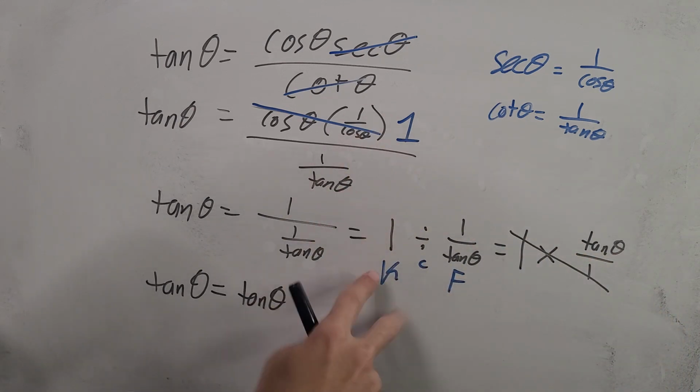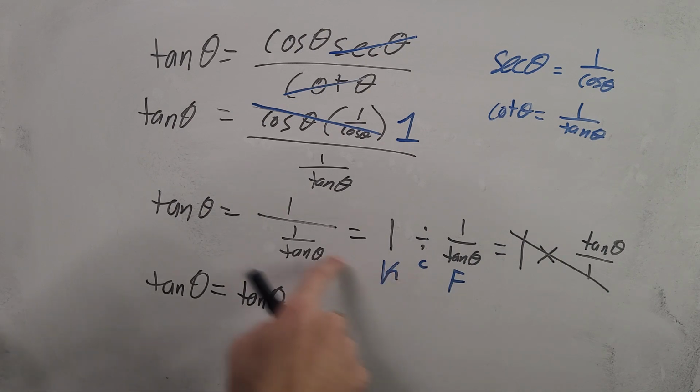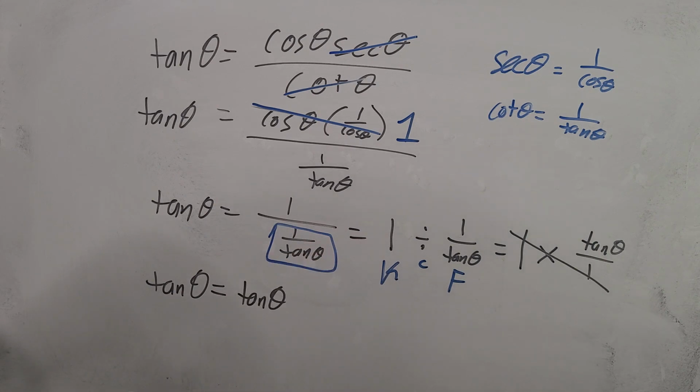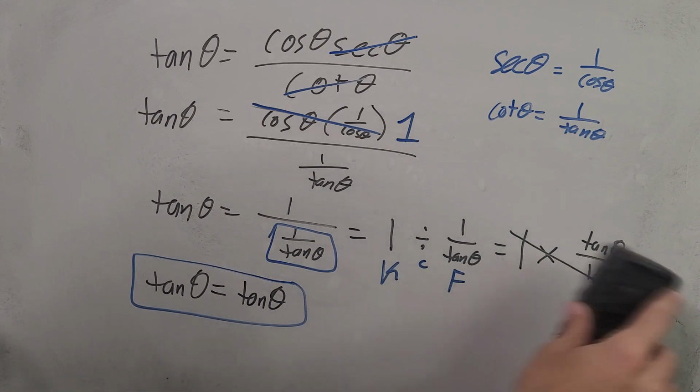However, what was important about the keep, change, flip, and the reason why I rewrote this fraction, is so that I could properly flip this fraction down below, the denominator. You see, in the denominator, there's a fraction in itself. So instead of getting overwhelmed, I practiced the keep, change, flip, and I rewrote the fraction as a division sign. That's what helped me get to tangent theta equals tangent theta as my final answer. All right, we're doing good so far.